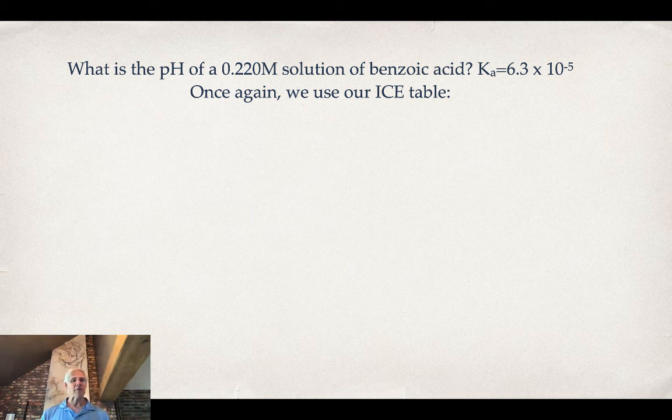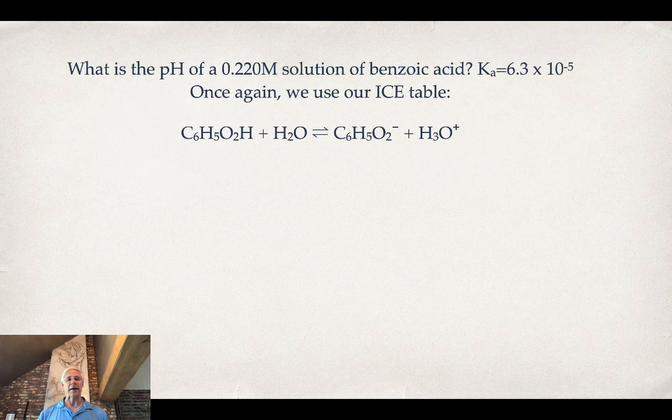So we have an equilibrium constant situation. We have an equilibrium reaction. We want to use our ICE table. So here's our reaction here. We've got our benzoic acid, C6H5O2H, plus water goes to our benzoate ion plus the hydronium.